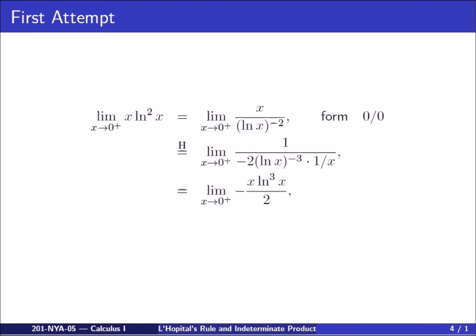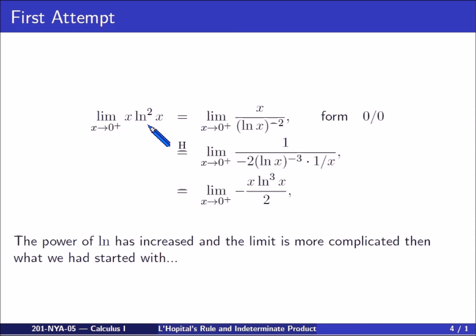So the x comes from the 1 over x that was previously in the denominator. So I send that in the numerator, it becomes x, and ln of x to the minus 3 becomes ln cubed of x. If you look at the numerator, ln cubed of x will go to minus infinity. This still goes to 0, so we still have an indeterminate product here, and it's actually harder than what we had before because the power has increased by 1. That's typically not a good sign. So that means we're not on the right track. We have something that's more complicated than what we had initially.